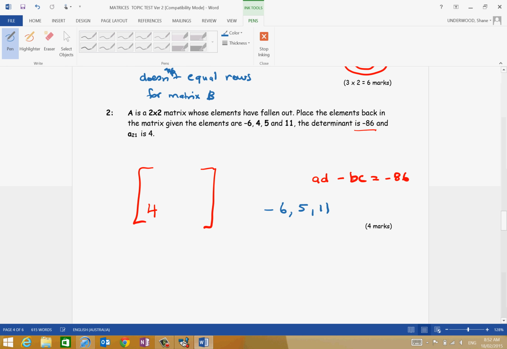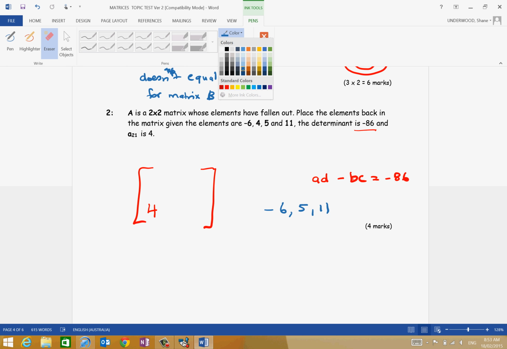Now, as it turns out, if you wanted to play around with this, you could say, well, if I put a 5 here and an 11 here, 11 times 5 is 55. That means that this would have to be negative 6. 55 minus 24 is not going to give us our result. So we know that 5 and 11 is not going to go here. So 6 is definitely not in that element. 6 is going to be somewhere in here.